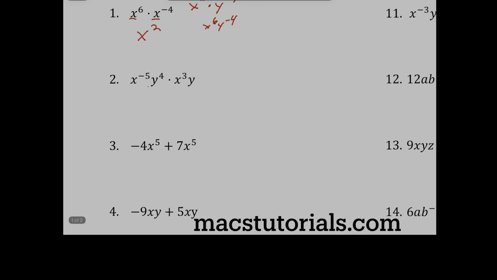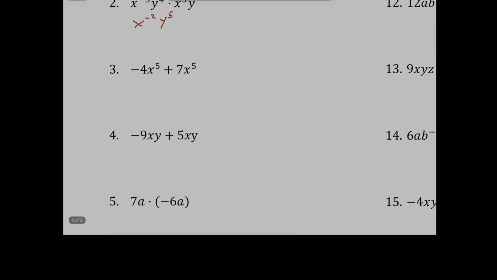I can do the x's. And my x's, I have a -5 and a +3. That's going to give me a -2. My y, that's a 4, and that's a 1, so it's y to the 5. Number 3. Oh, look, that's a big old plus sign. And I notice that they're like terms, so that's going to be 3x to the 10th.